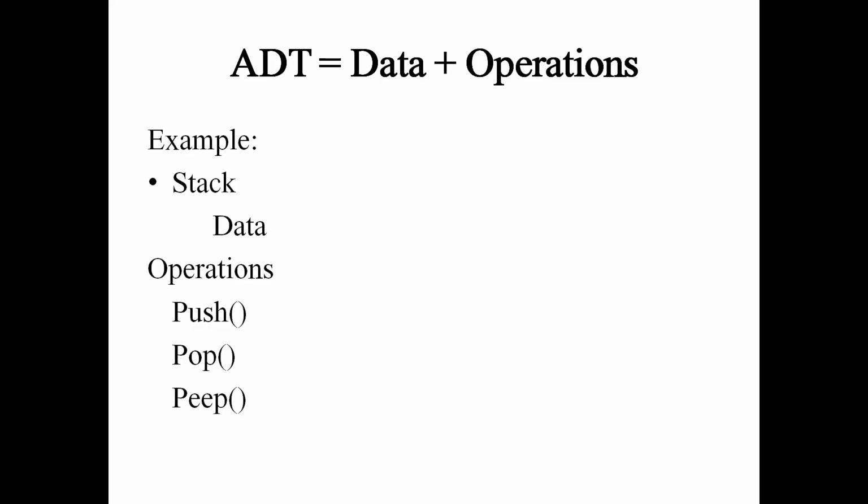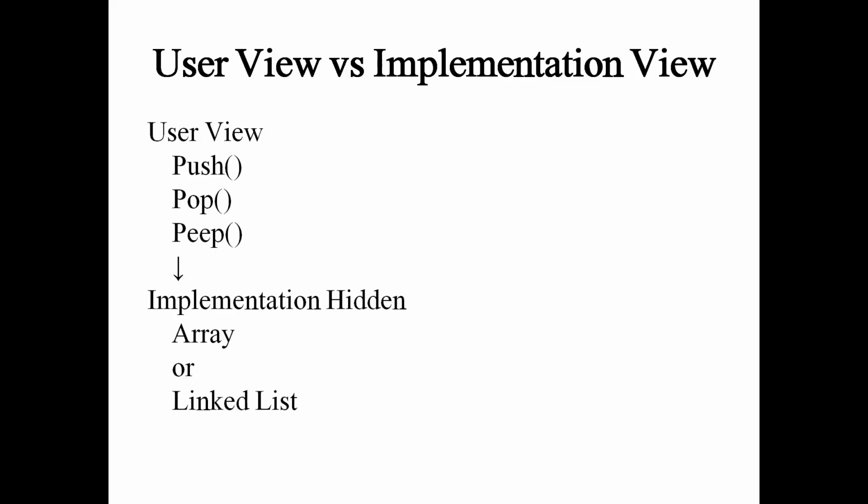So this diagram clearly explains the concept. The user interacts only with the operations. Behind the scenes, the stack may be implemented using an array or it may be implemented using a linked list. The user doesn't care. The user only wants correct results. This separation between usage and implementation is the essence of ADT.